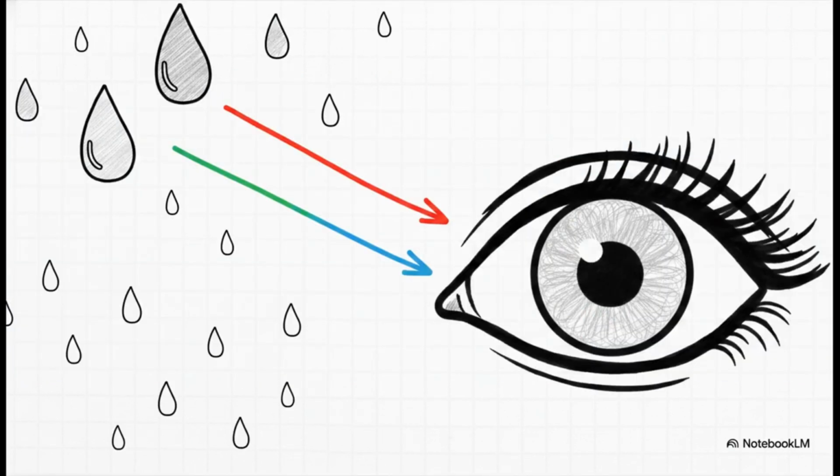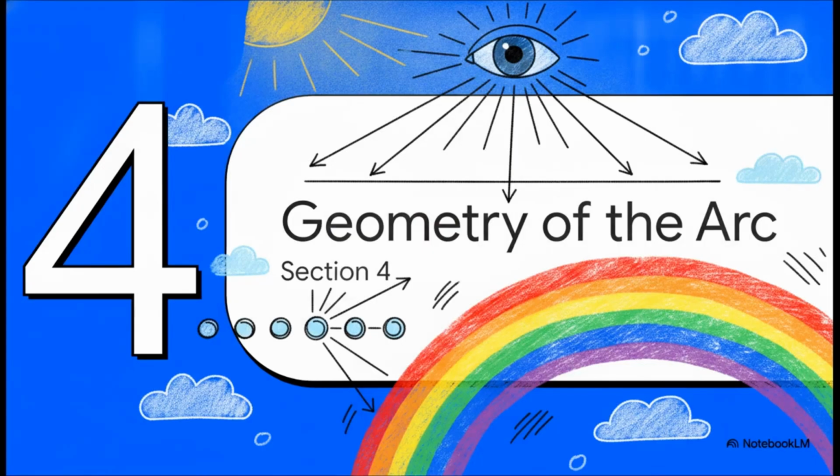If one droplet only blasts a tiny ray of red to your eye, and another droplet only sends green, and another sends blue, well, a single drop isn't a rainbow. It takes literally billions of raindrops working together. Billions, perfectly orchestrated across the sky to paint that massive, magnificent spectrum that you're looking at. This leads perfectly into Part 4, the geometry of the arc.